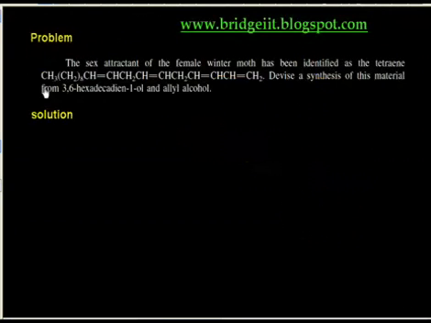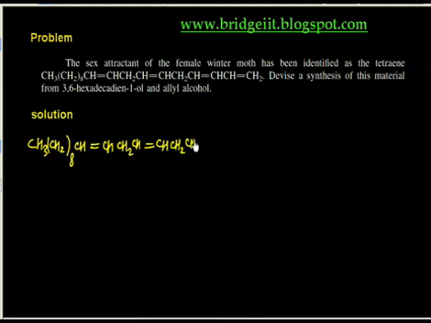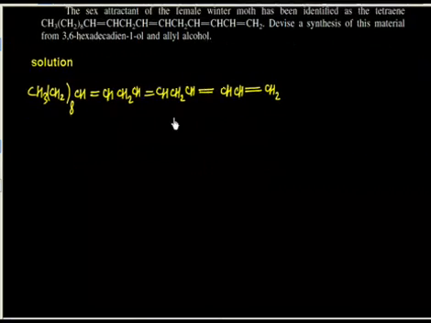Now this time we have to prepare a long molecule. So how will you proceed? Let us say the molecule is CH3(CH2)8, and this is CH=CH CH2 CH=CH CH2 CH=CH CH=CH2. So we have to prepare this molecule, and this can be prepared using first 3,6-hexadecadien-1-ol.